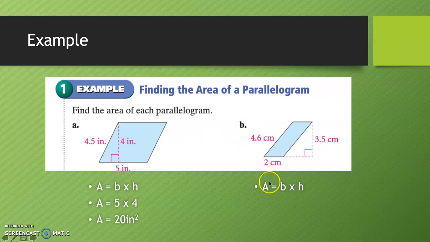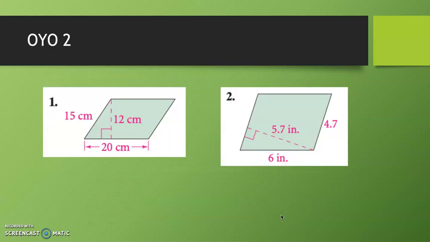Example B, my base is going to be 2, and my height is 3.5. Substitute into the formula, I have 2 times 3.5, which is 7 centimeters squared. Please don't forget your units. On your own.